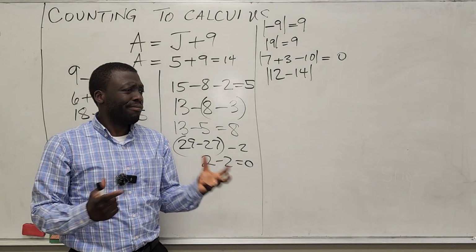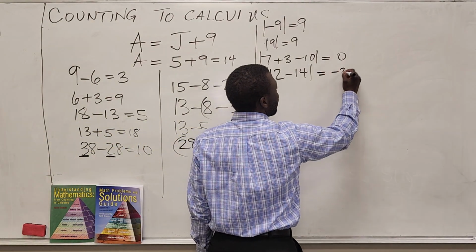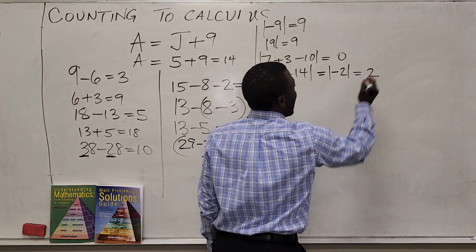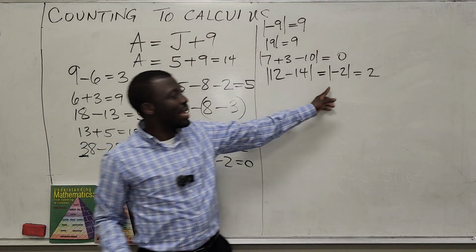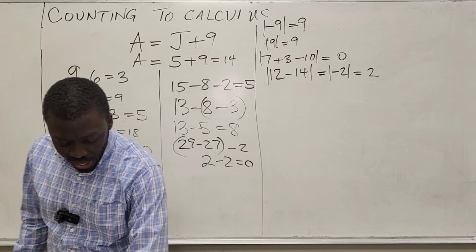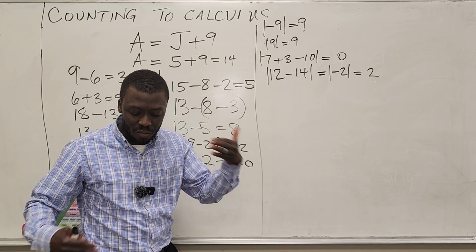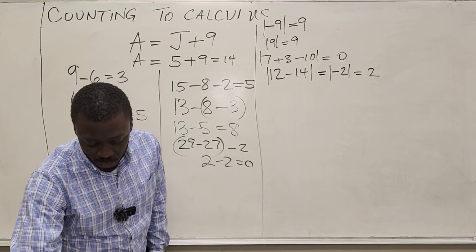12 minus 14. 14 is bigger than 12. That means you're going to have a negative number, but the absolute value is going to make that number positive 2. We're going to have a deeper dive with absolute value and algebra concepts, but this is the beginning of absolute value as we review different concepts in arithmetic.